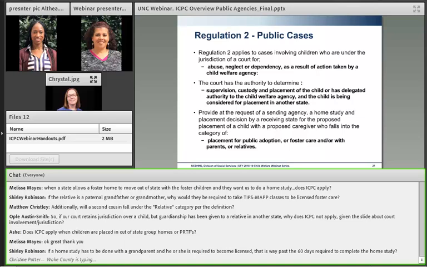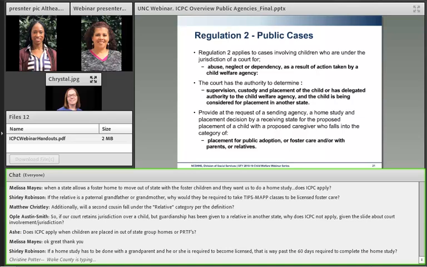Regulation 2. This is really the bulk of our work. Regulation 2 is most commonly used by those in the listening audience today and is for our public cases. It applies to cases involving children who are under the jurisdiction of a court for abuse, neglect, or dependency as a result of action taken by a child welfare agency. The purpose is to obtain a home study and placement decision for foster care, public adoptions, and/or with relatives or parents.